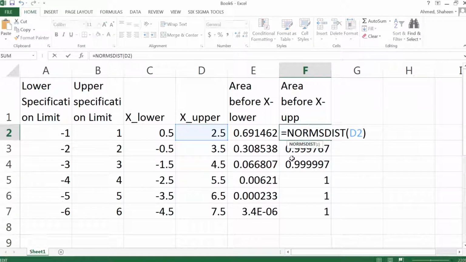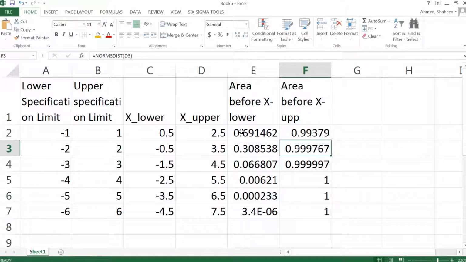So this is basically calculating the area all the way up to that 2.5 from the left, all the way from the left to the 2.5. Remember, normal distribution never touches the x-axis, so it goes all the way to infinity. And when we write NORM.DIST any value, it calculates a cumulative probability from the left to that point.